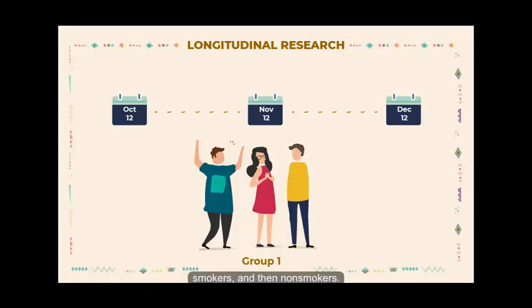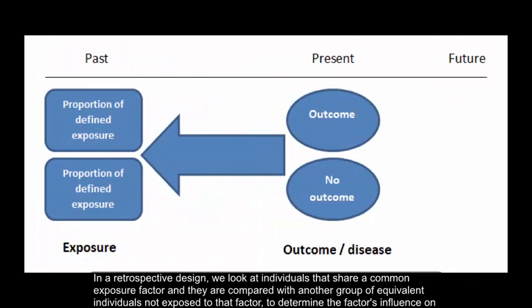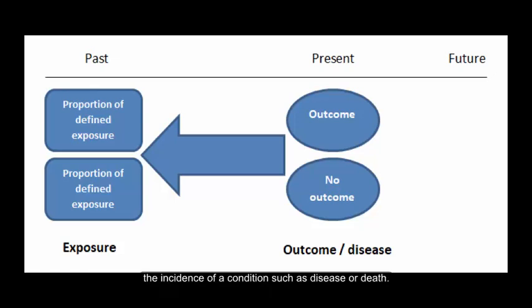and then non-smokers. In a retrospective design, we look at individuals that share a common exposure factor, and they are compared with another group of equivalent individuals not exposed to that factor to determine the factor's influence on the incidence of a condition such as a disease or death.